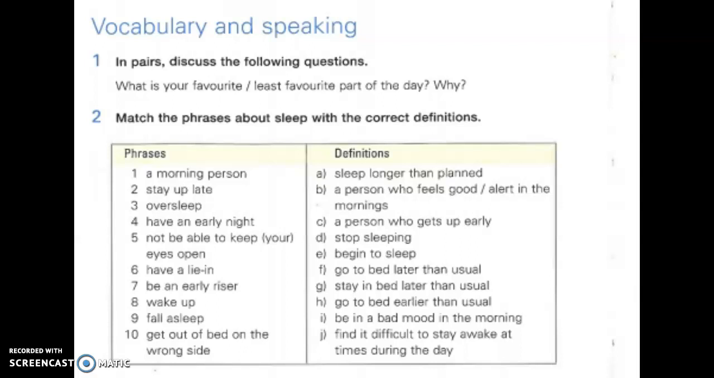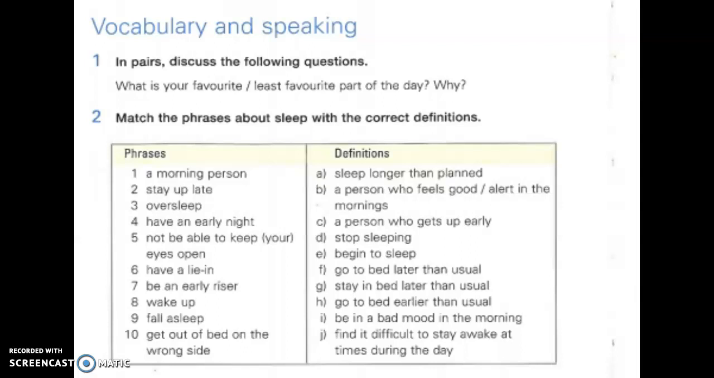You might want to concept check a few of these, which are perhaps more challenging. For example, I think it would be worth checking that they understand the difference between oversleep and have a lie-in. What concept checking questions could you ask them to make sure they understand the difference between those two phrases? What would be the opposite of a morning person, for example? And I doubt they will have heard of to be an early riser. So these are all useful and worth checking the meaning of, and also, of course, doing some drilling of any of the trickier phrases.